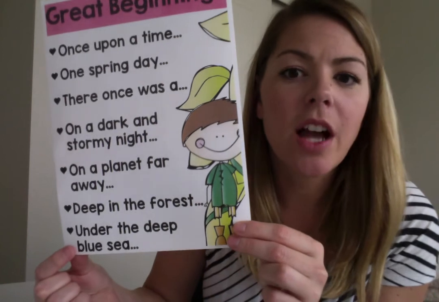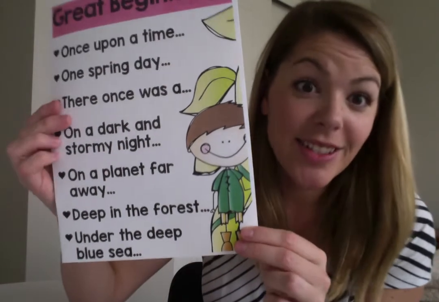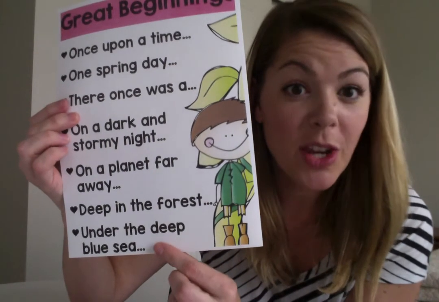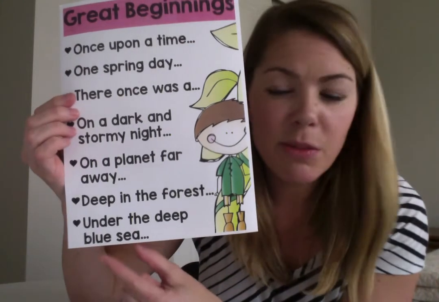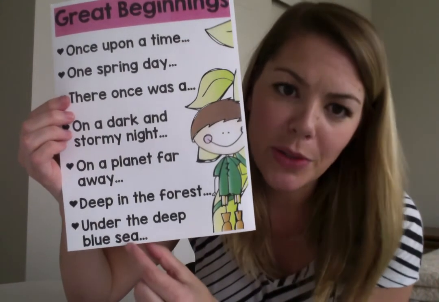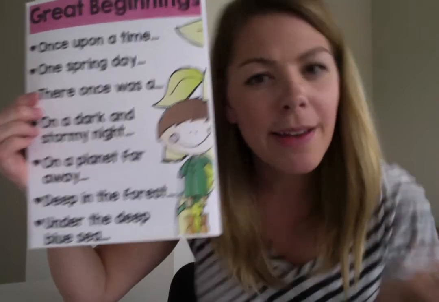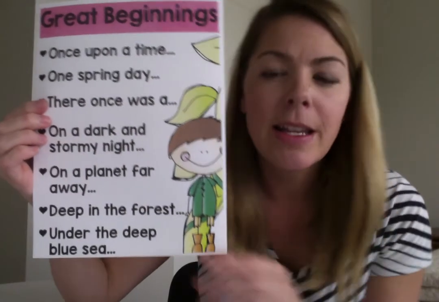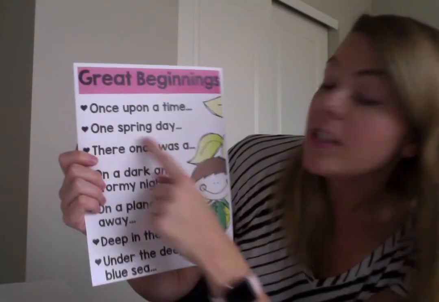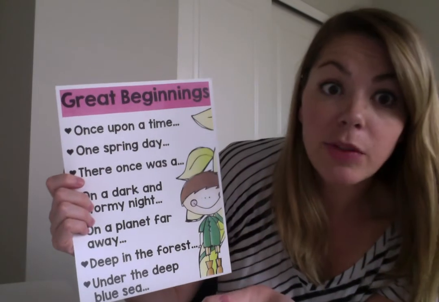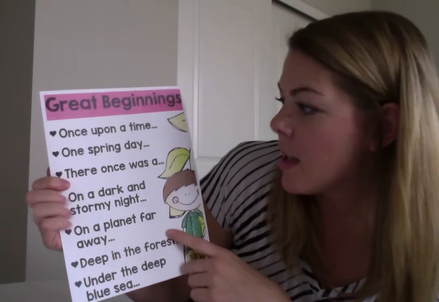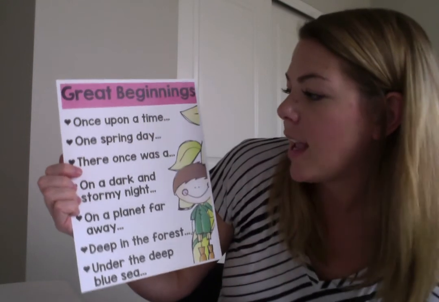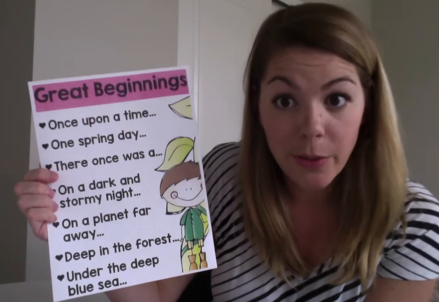And the last one here, under the deep blue sea, just like we read in the Rainbow Fish. So you want to kind of think about what your setting is. It wouldn't make sense for me to use this one. Under the deep blue sea, there lived a bumblebee. That doesn't really make sense. I think that I could do this one. One spring day, that would make sense for a bee in the park on a spring day. I could use that as a great beginning. Or there once was a... Those would be some good beginnings for my story.